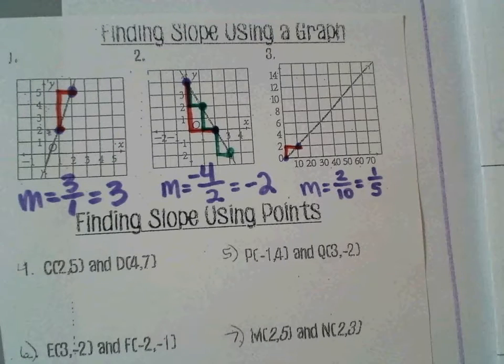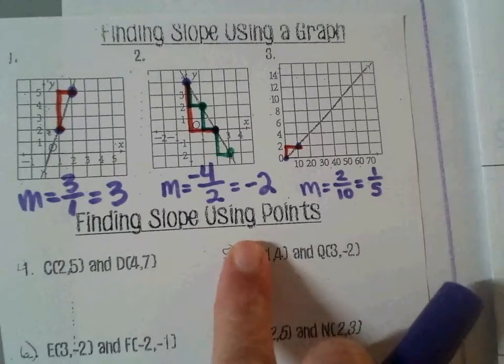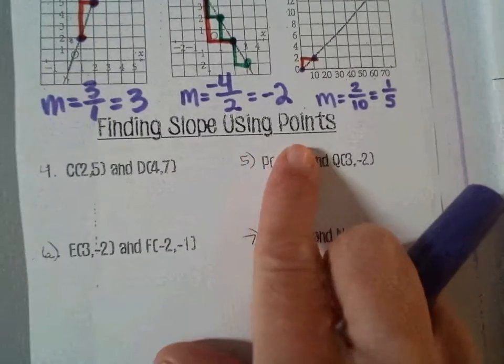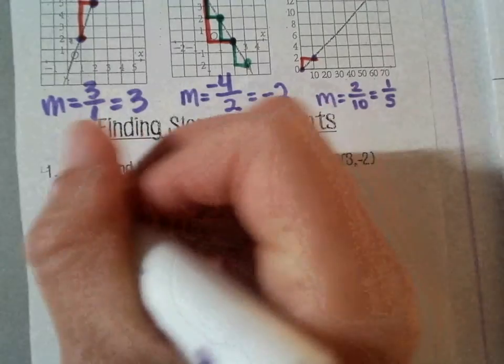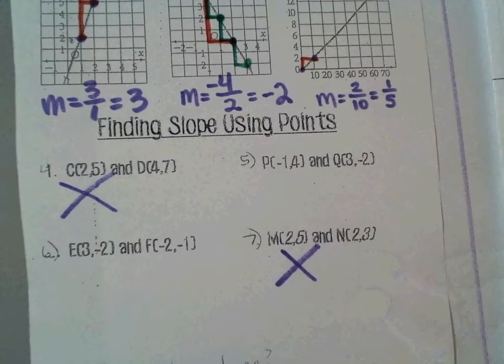Okay, the next 2. Why can't you just put that? Because it's not 5. 10 divided by 2 is 5, but 2 divided by 10 is 1/5. Okay, the next 2, find slope using points. I am not going to do 4 of these. Let's cross off number 4 and let's cross off number 7.